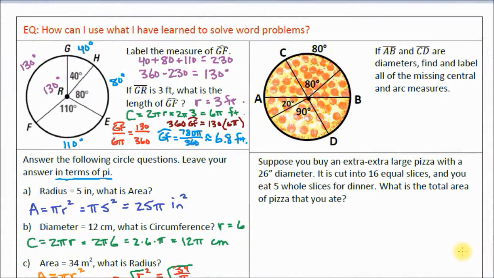Okay, this is the second word problem video. We're on the top flap of section number 5. Here we have the same essential question: How can I use what I have learned to solve word problems? Here's our next word problem.